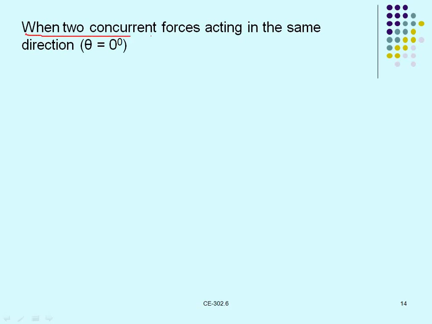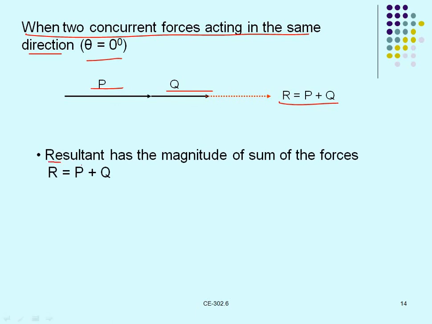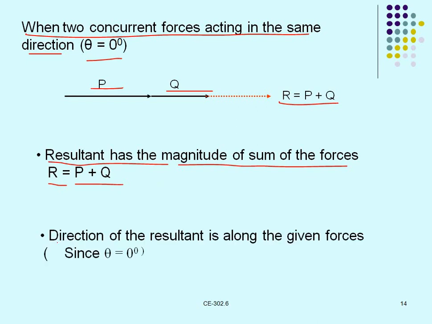When two concurrent forces act in the same direction, that is theta is equal to 0 degrees, P and Q give R equal to P plus Q. The resultant has the magnitude of the sum of the forces, that is R is equal to P plus Q. Therefore the direction of the resultant is along the given forces, since theta is equal to 0 degrees.